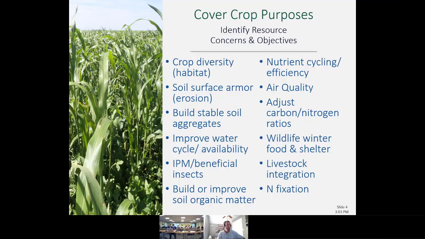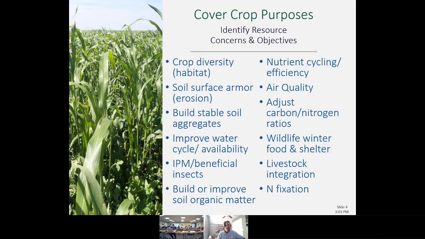So when we build those more stable aggregates, we're actually creating a more favorable pore space within that soil profile, so we can actually build the opportunity to improve the water cycle and also make more water available for not only our cash crops but also those cover crops. We're actually creating opportunities to more efficiently harvest rainfall, or, for that matter, it could be irrigation water as well.